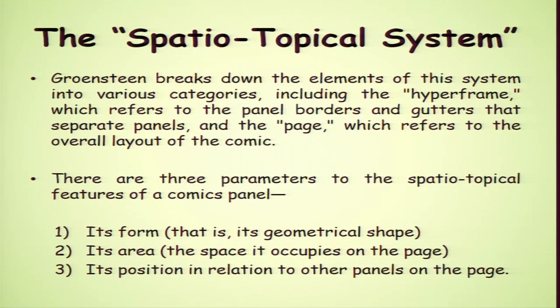So, now that's a very important thing that has to be discussed, the spatio-topical system, right? Spatio-topical system. So, what do you see here? That the spatio-topical system explained in the first chapter refers to the way that comics use space and time to create meaning, right? Which I have already discussed in the previous one, that how we have to understand the idea of space and time in comics. Groensteen breaks down the elements of this system into various categories, including the hyperframe. Remember this particular word, I'll talk about it, which refers to the panel and borders and gutters that separate panels, and the page, which refers to the overall layout of the comic.